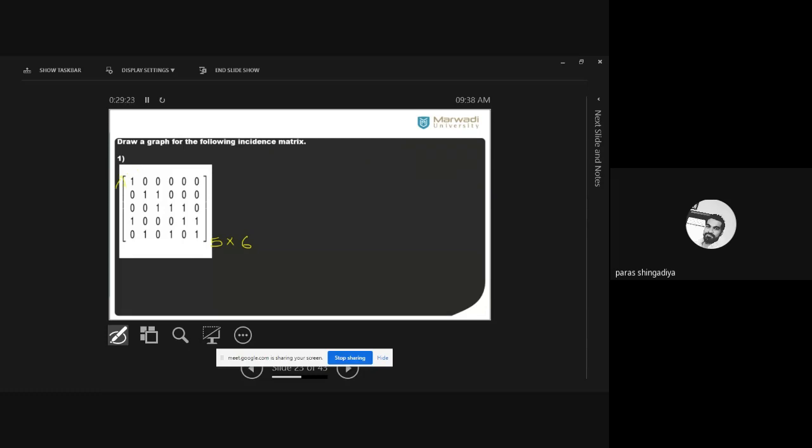Okay, let us take that is a vertex A. First row indicates the vertex A, second row indicates the vertex B, third row indicates vertex C, fourth row indicates vertex D, and fifth row indicates vertex E. Okay, you can keep any notation. V1, V2, V3, V4, any notations you can consider. And here the first edge is E1, the second edge E2, third edge E3, E4, E5, E6.